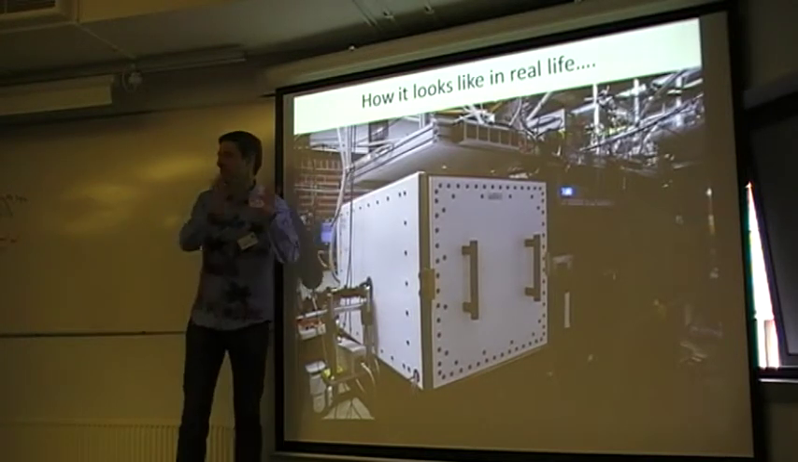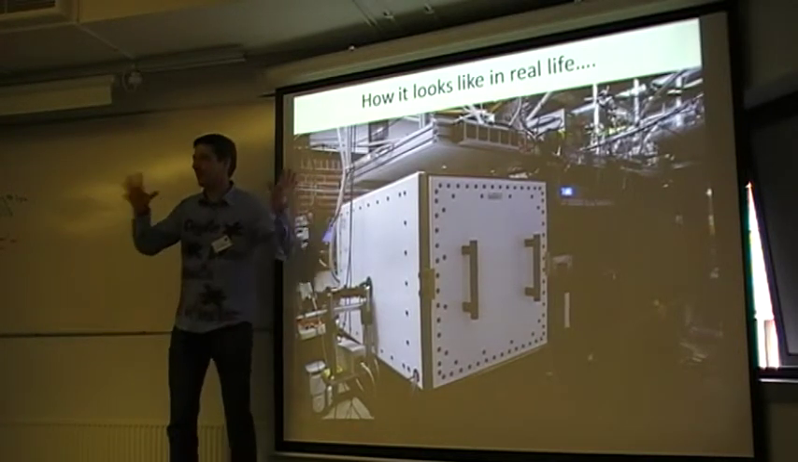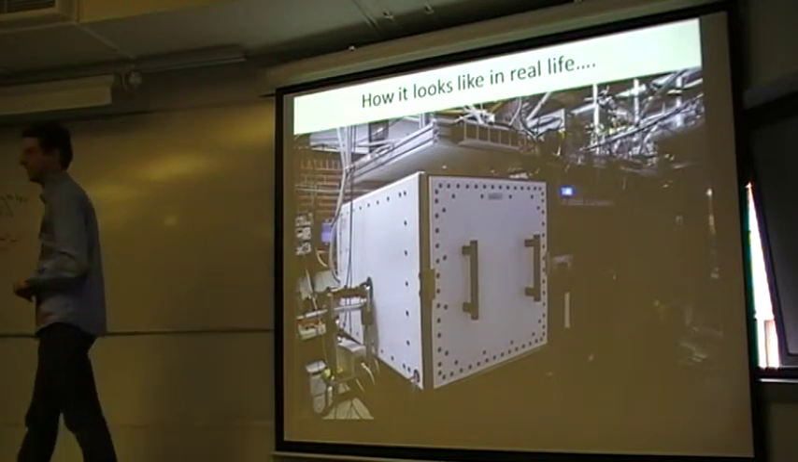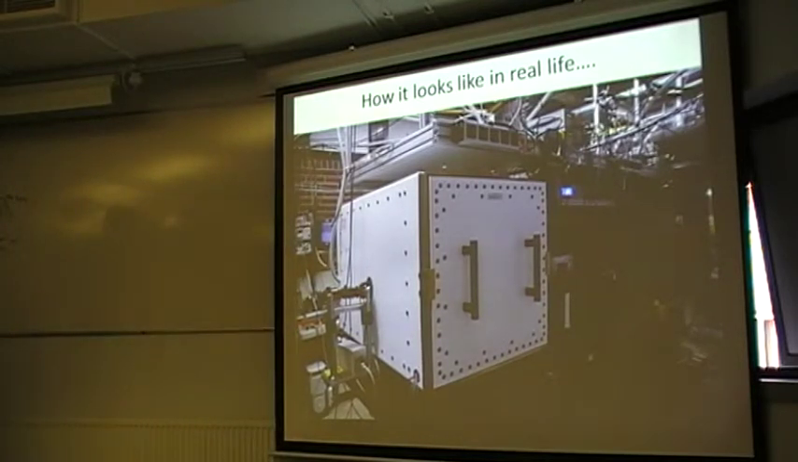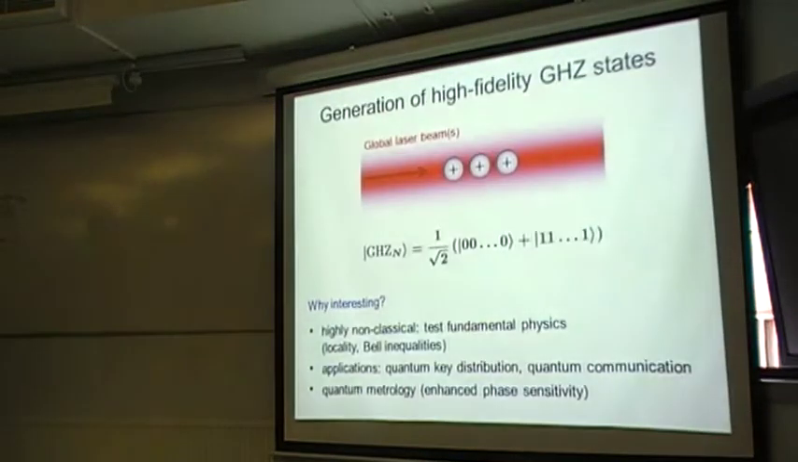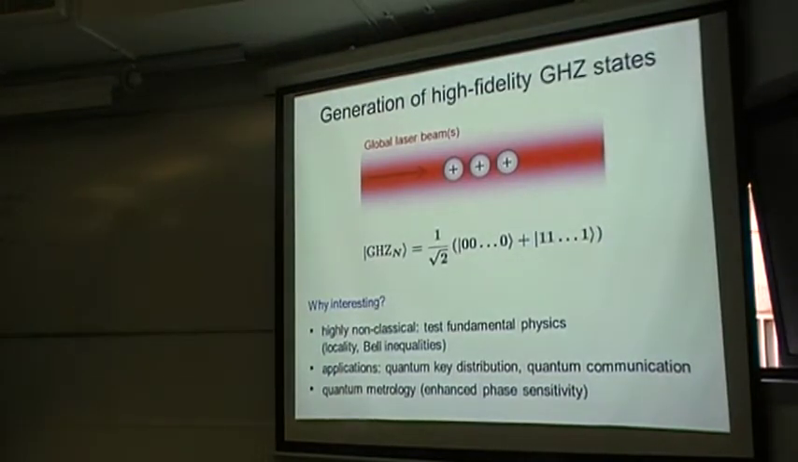There's a big magnetic shield around so that all the magnetic fields from outside don't affect it. So it's a 1 by 1 by 1 meter cube. It's quite a big system. Good. Generation of GHZ states, so the entanglement of up to 49 ions.